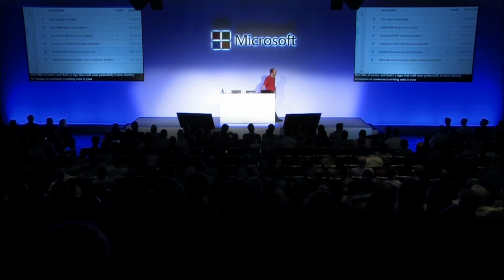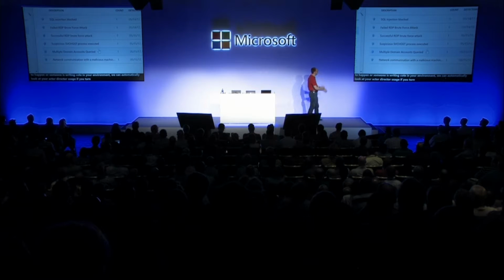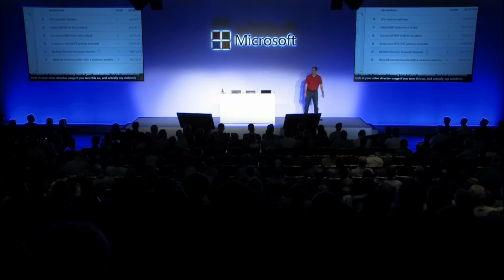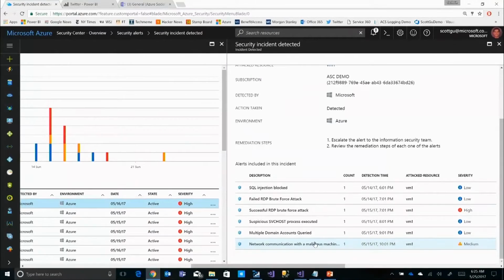We can automatically look at your Active Directory usage if you turn this on, and actually say, suddenly this VM is querying domain accounts that they've never accessed before. And then we've noticed your app is now talking to a suspicious machine on the internet that we suspect is being a command and control center for malware. This is a very bad sign when you see this particular sequence happen. And this is what we would elevate using our machine learning as a real incident.